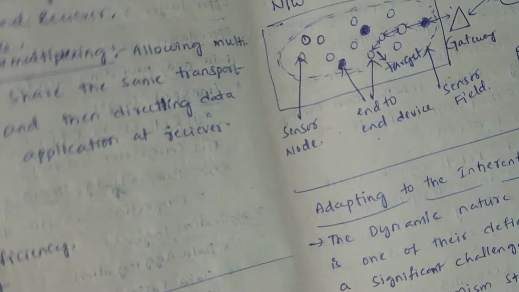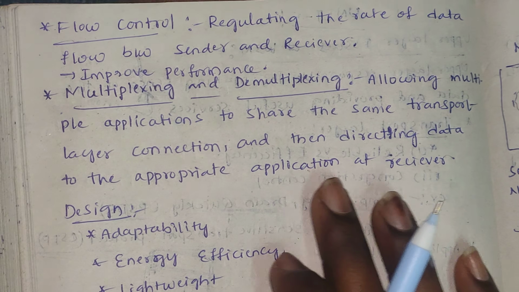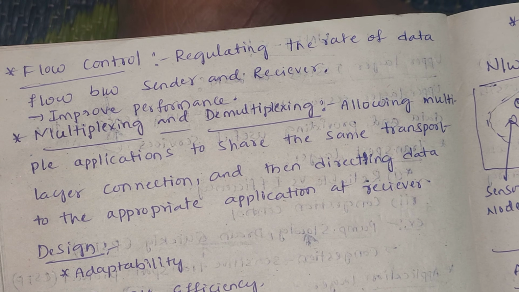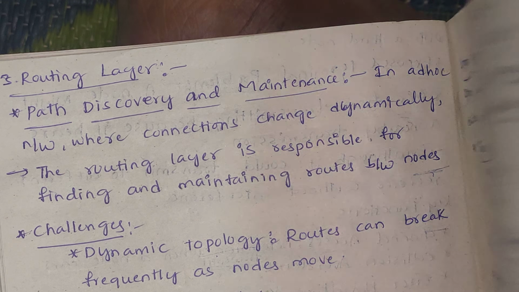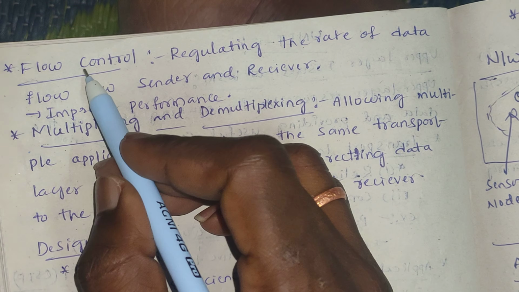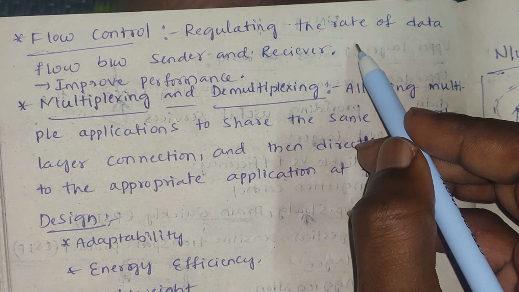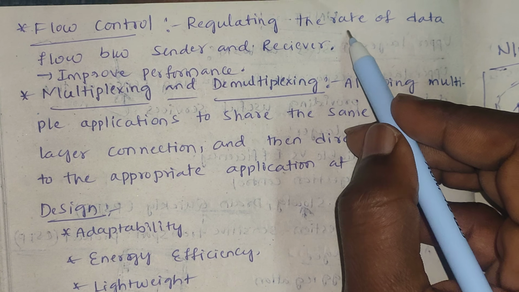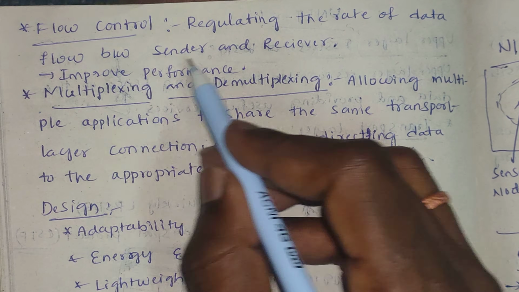Next, flow control. This is also one of the key functions of the transport layer: regulating the rate of data flow between sender and receiver.